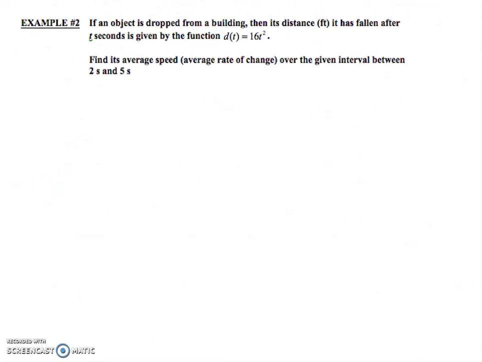Our next situation is a little bit more of a word problem. If an object is dropped from a building, then the distance in feet it has fallen after t seconds is given by the function d of t equals 16t squared. We want to find its average speed, or again, its average rate of change over the given interval between 2 seconds and 5 seconds. So really, this is just an algebra problem. We're finding slope. Our average rate of change is going to be equal to the distance at 5 seconds minus the distance at 2 seconds over 5 minus 2, just plugging that into the average rate of change formula.